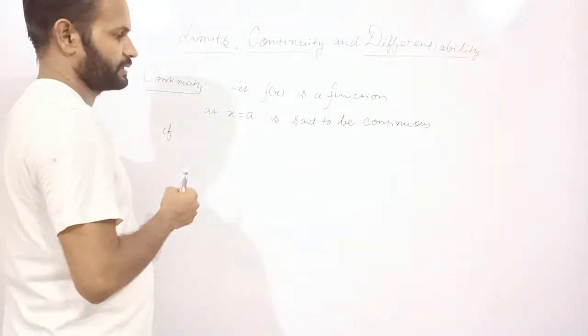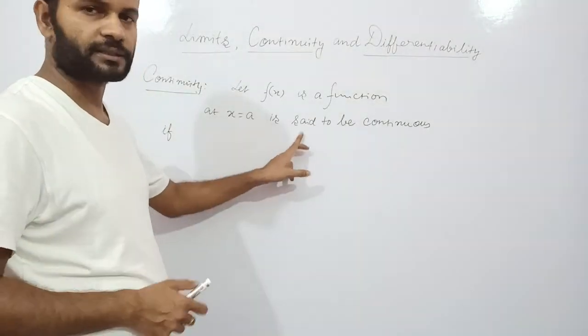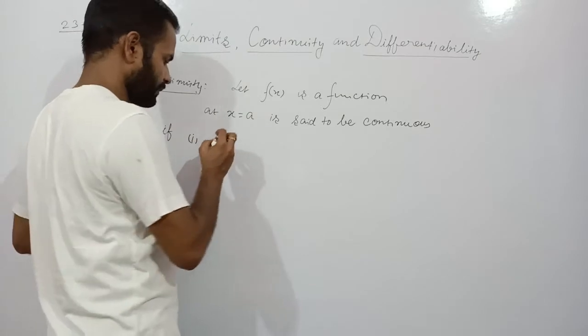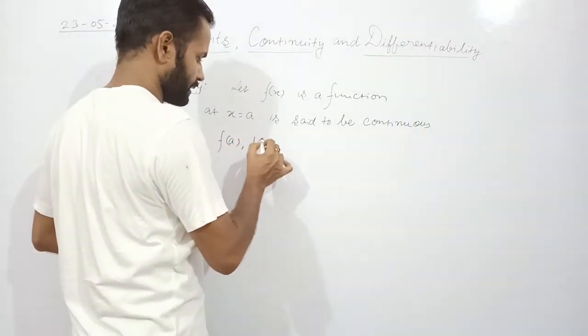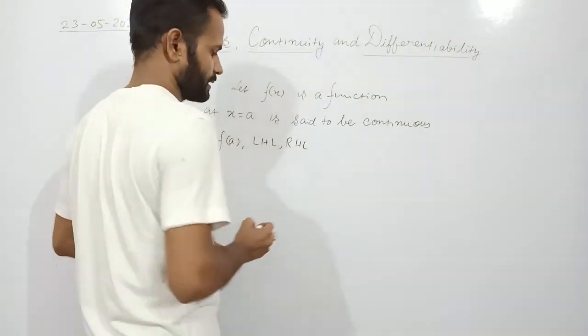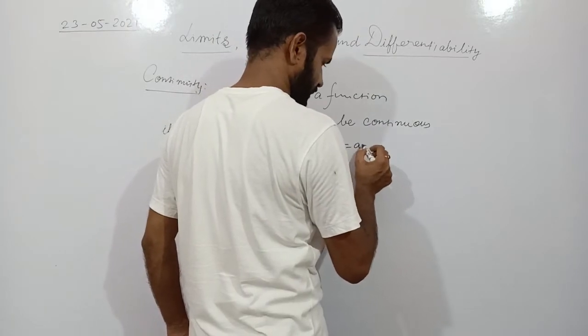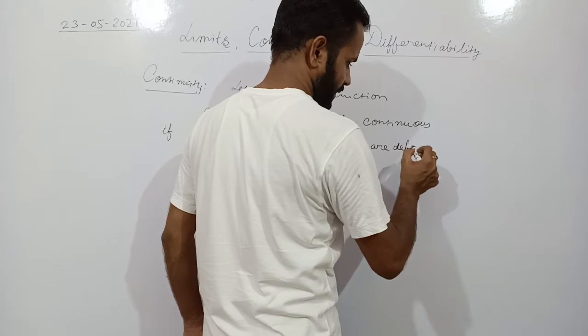f(x) is a function, then at x equals a, it is said to be continuous if and only if f(a), LHL and RHL at x equals a are well defined.